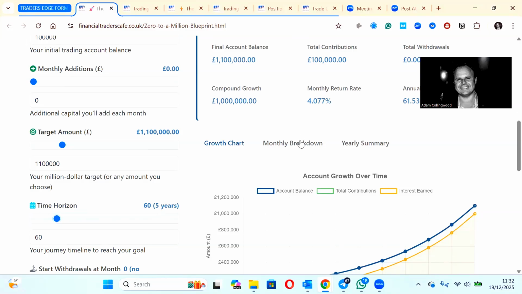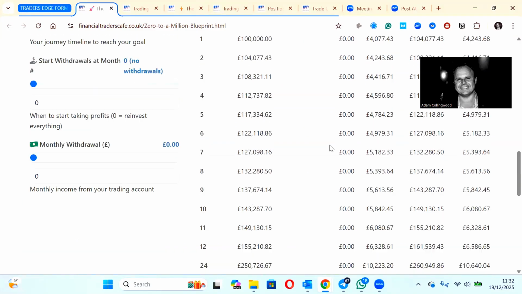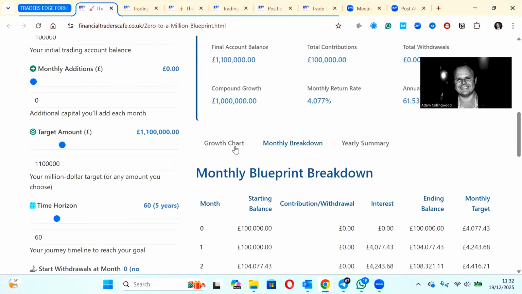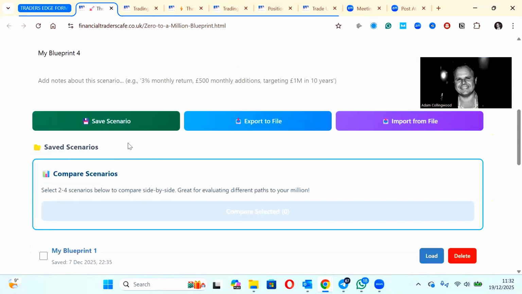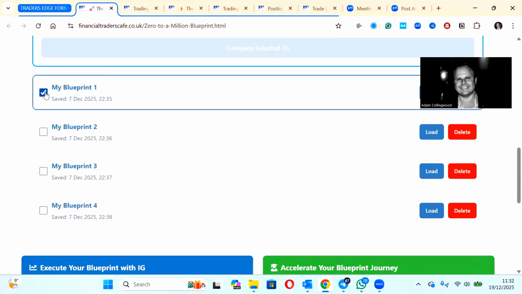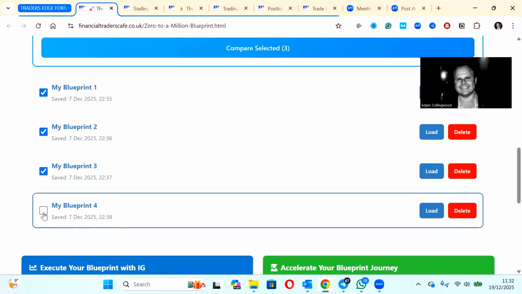If you want to look at the numbers again, you can go into the monthly breakdown. That will show you everything, how much you need to make every month and so on. What you can also do in here is use the scenarios, so you can run different scenarios. Let's just compare 4 that I've already put in here.